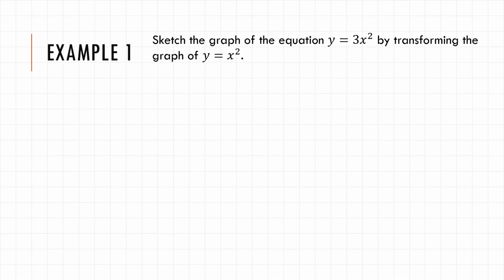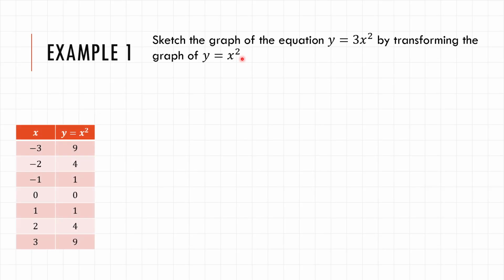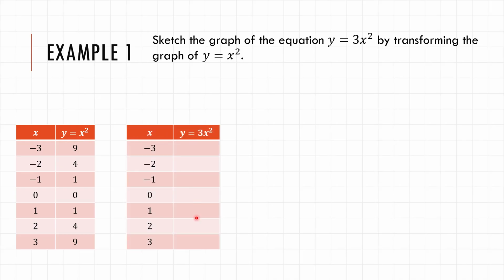Let's look at a few examples here. Let's try to sketch the graph of the equation y equals 3x squared just by transforming the graph of y equals x squared. So these are the coordinates of the graph of y equals x squared. Let's see where the coordinates of y equals 3x squared will be. So we know that this will be a vertical stretch because the a value is greater than 1. We're multiplying it by 3, so there will be a vertical stretch.